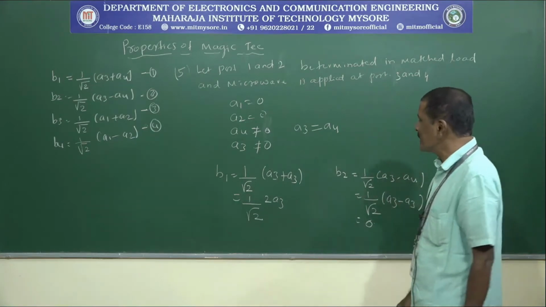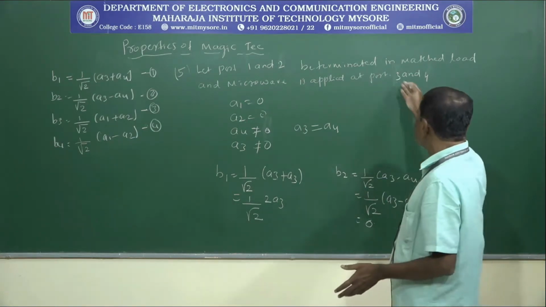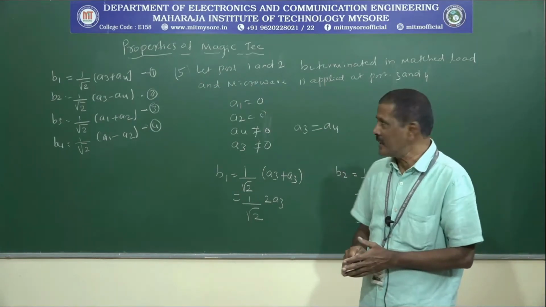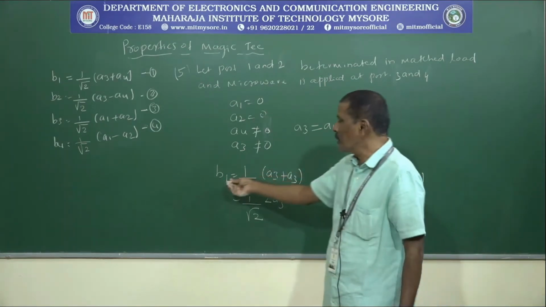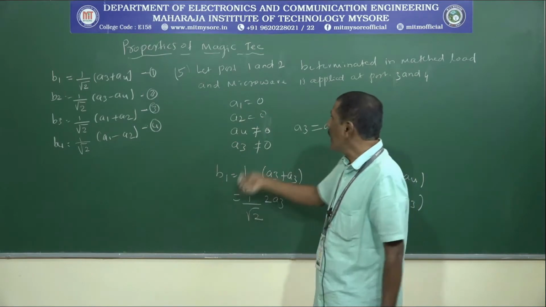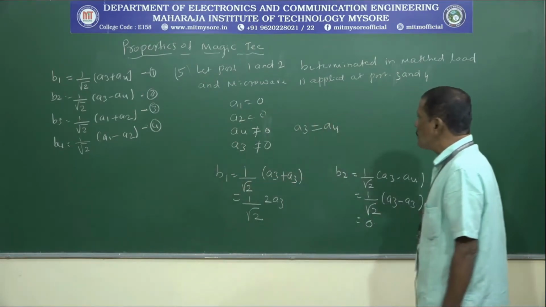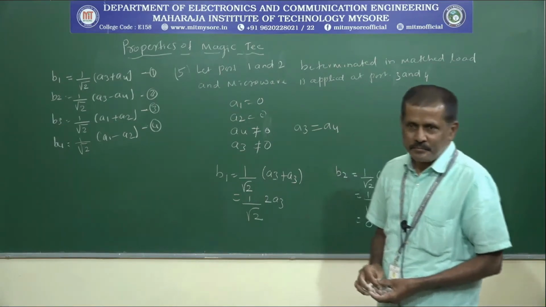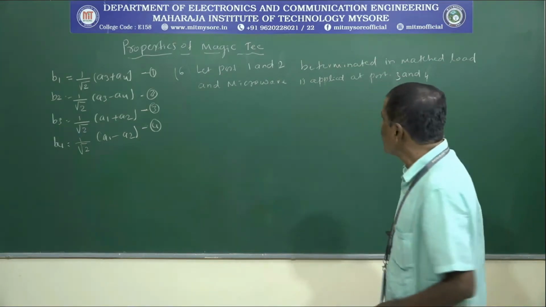So what this is indicating is that if the same signal is applied at port 3 and 4, then the sum of these signals will come at port number 1, and no signal will appear at the port opposite to this. Let us study property number 6.